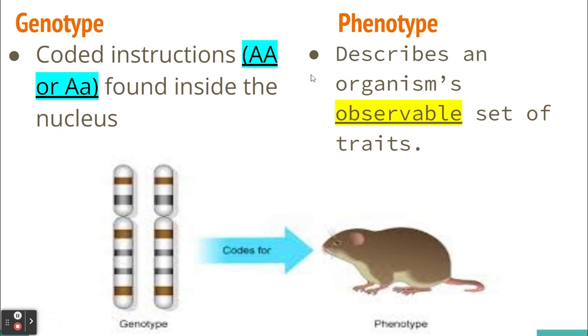Okay, phenotype. On the flip side, genotype is on the inside. Phenotype is like physical appearance. Okay, it's one of our PPs, physical appearance and phenotype. Okay, so it describes an organism's observable set of traits. So we can see everyone's phenotype, but we don't see everyone's genotype. So phenotype is what we see on the outside. If you have dark hair, or in the picture, the mouse has brown fur, has a long tail, that's his phenotype. The genotype would be what's on the inside on his chromosomes that we cannot see.